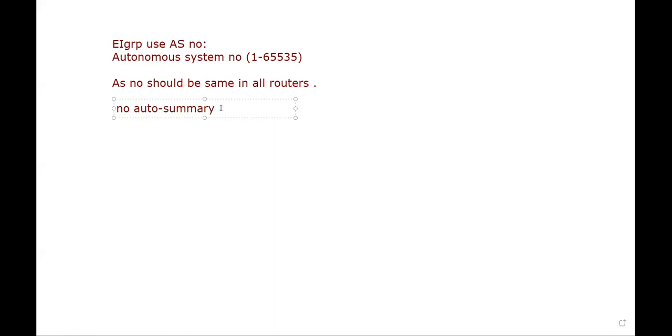Another thing that we have discussed: convergence is done, AD is done, metric is done. Yes, EIGRP also uses summarization, so you can use no auto-summary. No auto-summary in this also. So these were the things that we have discussed in EIGRP.